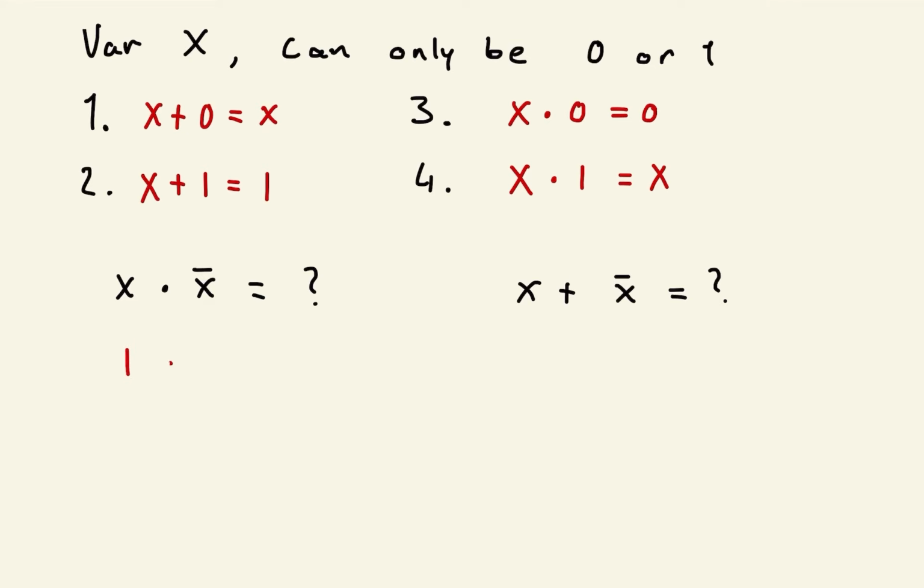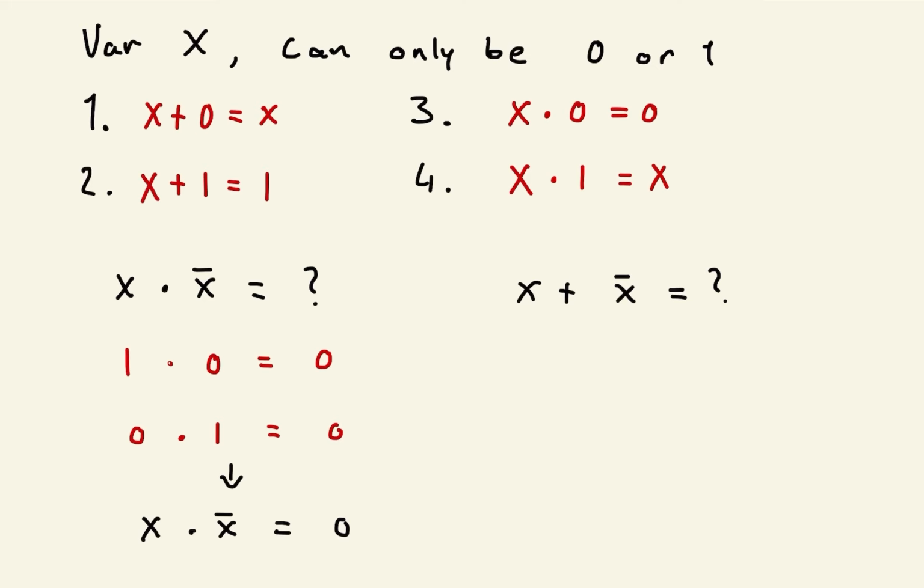Alright, let's get into all the possible cases for x times x complement, starting with 1 times 0. 1 times 0, obviously, always equals 0. 0 times 1, similarly, always equals 0. This makes sense, as when x is 1, x complement must be 0, and when x complement is 1, x must be 0. This gets us to the conclusion that x times x complement must always equal 0.